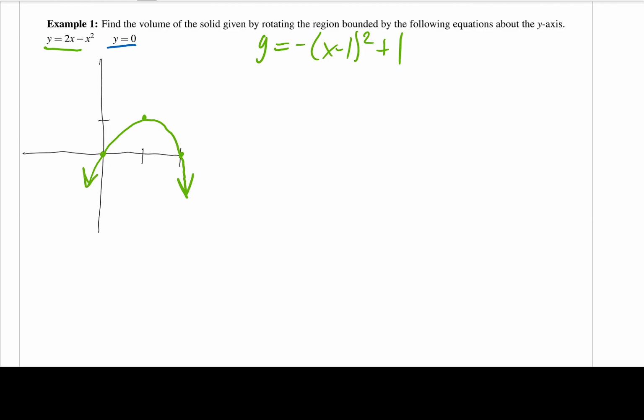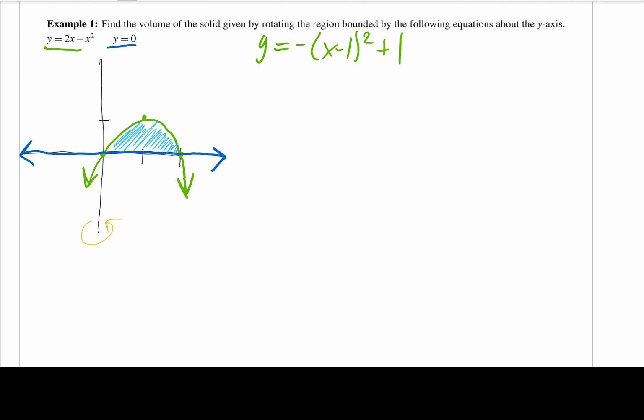All right. And the blue line is going to look like this, right? That's our y equals 0. And we are revolving about the y-axis. So we're taking this region in here and revolving it about the y-axis.